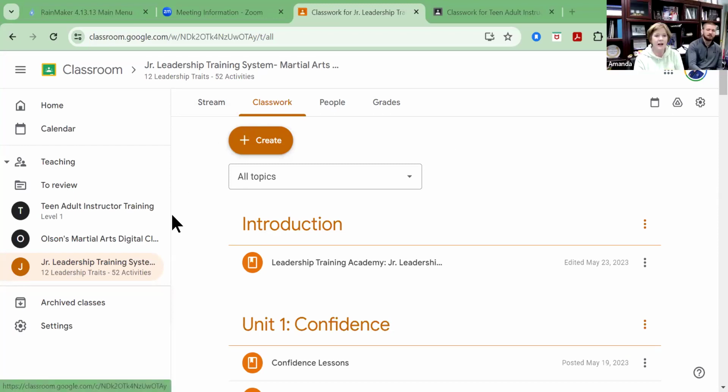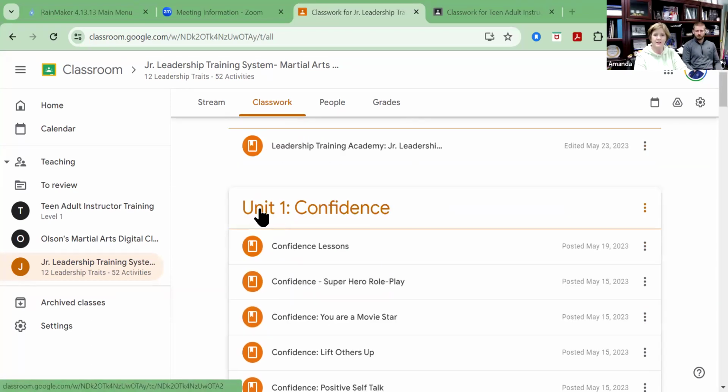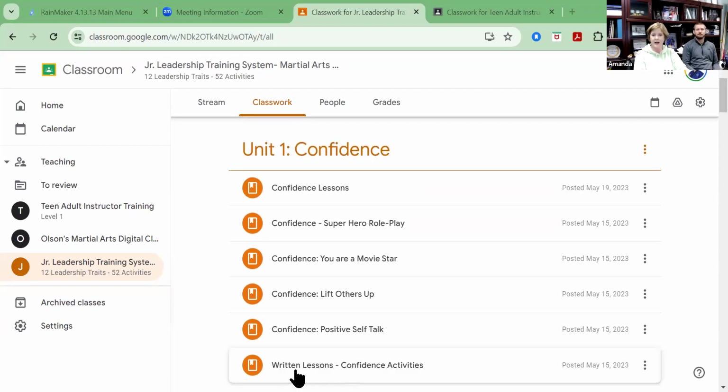So in the Google Classroom, and I know you guys in Texas haven't gone over exactly how to go through it, which we can do, there are different units, 12 of them. For instance, the confidence unit, and every unit is the same, has 4 videos that each have a lesson to them. It also has the written lessons, so if you don't have a video, you can read it and do it yourself that way. Super simple.